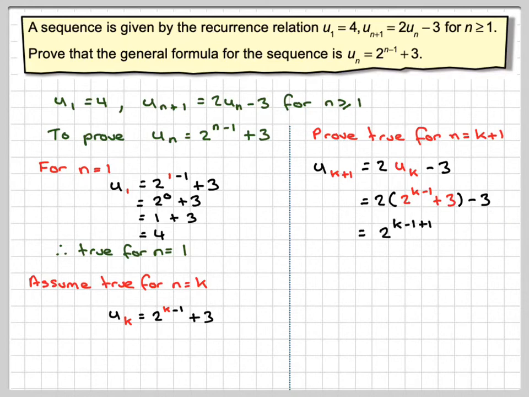If we continue to work that out, if we combine that 2 with that, we get 2^(k-1+1). So you need to be quite good at indices for this. Plus 6 minus 3. This gives me 2^k plus 3. Now, if we've got k plus 1, this will become 2^((k+1)-1), which was 2^k plus 3. So we've actually got the k plus 1 formula. So we've actually proved it.